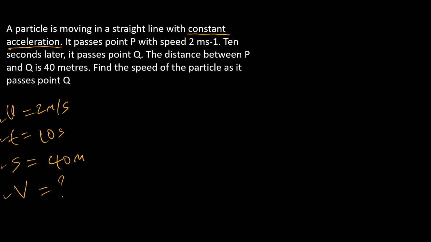Okay, and the equation is S is equal to 1/2 bracket u plus v bracket t, close bracket t. Okay, so here we are looking for the final velocity v. Now what you need to do is to make this v your subject of formula. You make the v here the subject of formula.